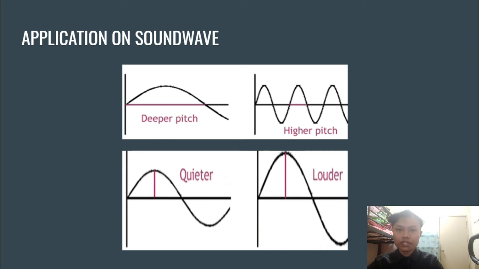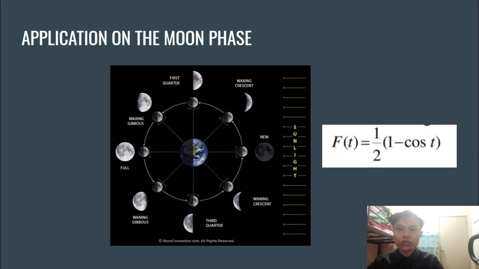Application on moon phase, the left picture shows the moon changing shape in 27.3 days, and the right picture is a formula to know the phase of the moon, which is 1/2 times 1 minus cos t. T is called the phase angle. We can use the unit circle of circular function for t to know the phase.